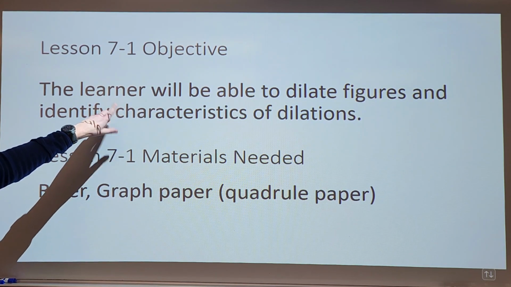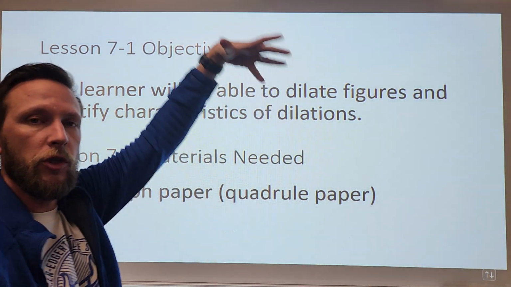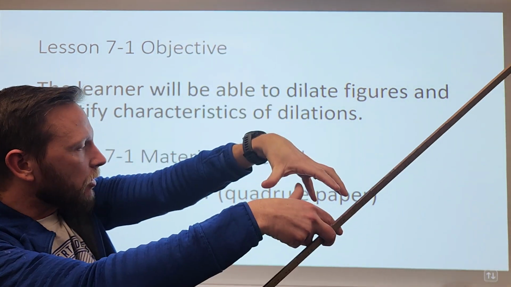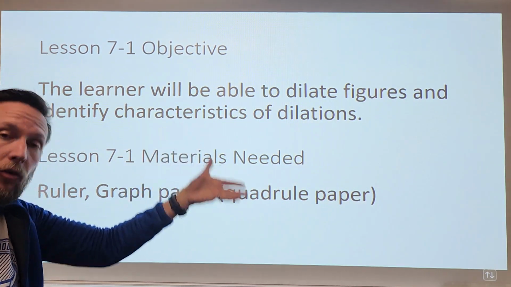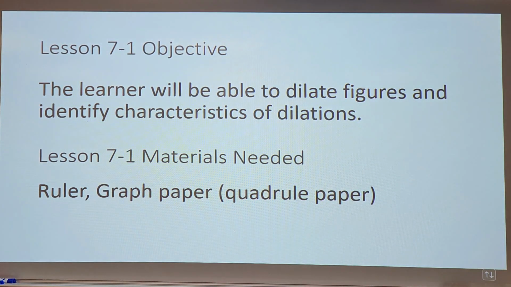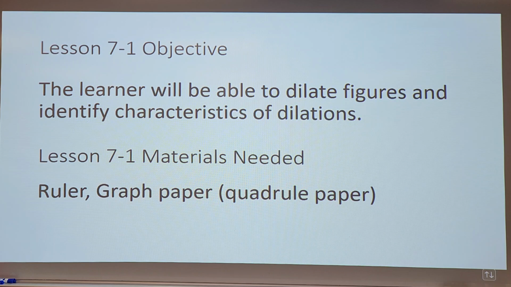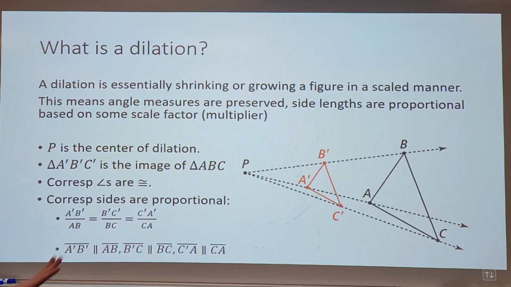The learner will be able to dilate figures and identify characteristics of dilations. Basically, a dilation is when you take something and you make it bigger or smaller. You make it grow or you make it shrink down, but it maintains its angles, it maintains proportional sides, and so it's kind of like a shrunk down or an enlarged version of the same idea. And so you need these materials for these next two class meetings, for 7-1 and for 7-2, so make sure that you've got those from August. Those supplies are still relevant.